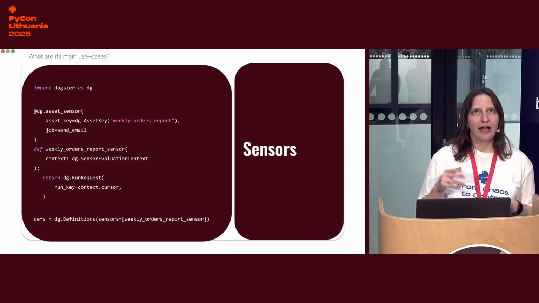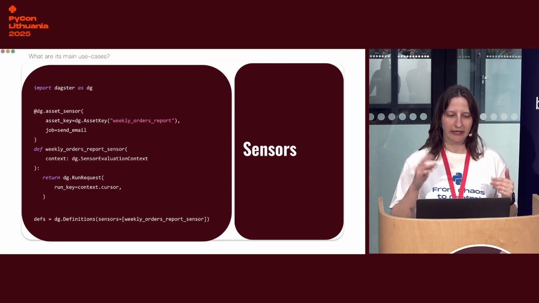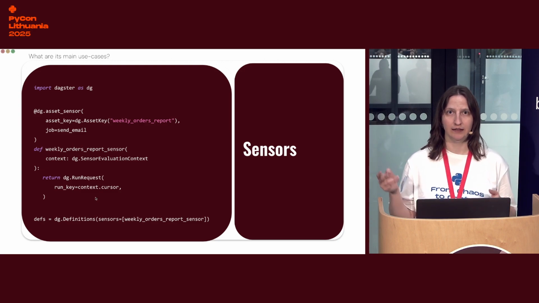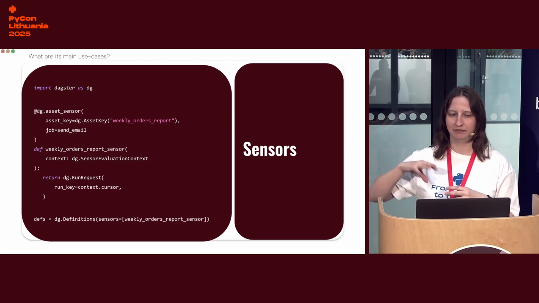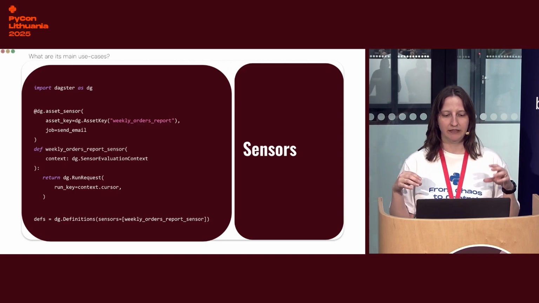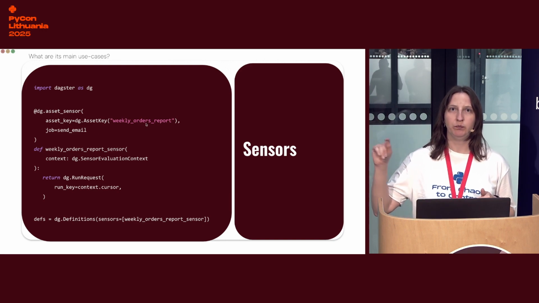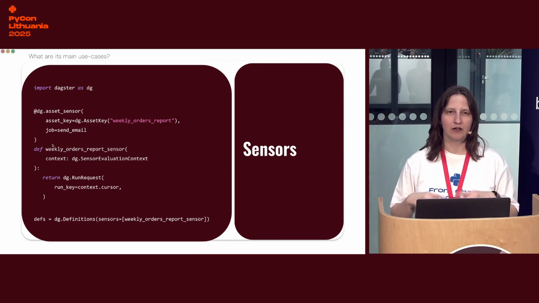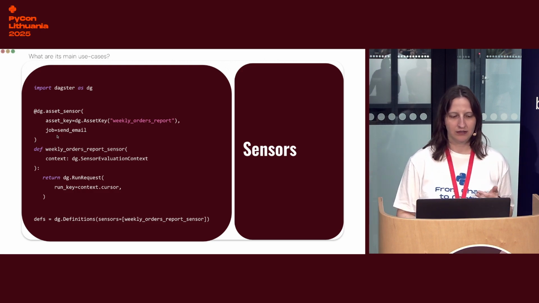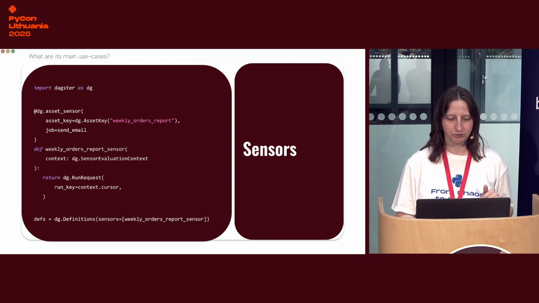So after everything, you might still want to do something. You might want to send an email, for example, with the report that you created before. And this is where the sensors enter. Sensors not only react to things that happen inside your repository, inside your Dagster, but can also react to something external. In this case, it's something that you already did. I'm doing an asset sensor here, meaning I'm waiting for the asset key weekly orders report to be materialized. So whenever this table is updated in BigQuery, I call another job, which is called send email. This will just send an email, for example, if you have new data from the weekly orders report.